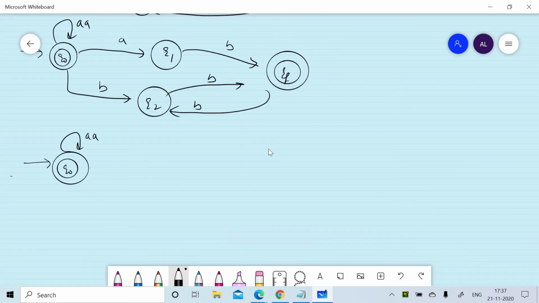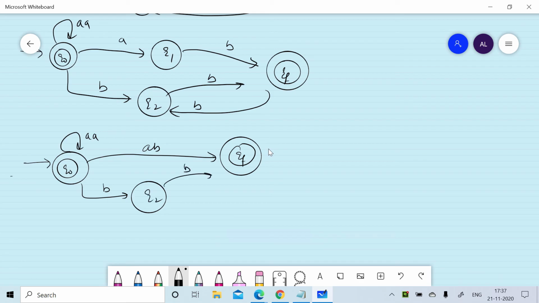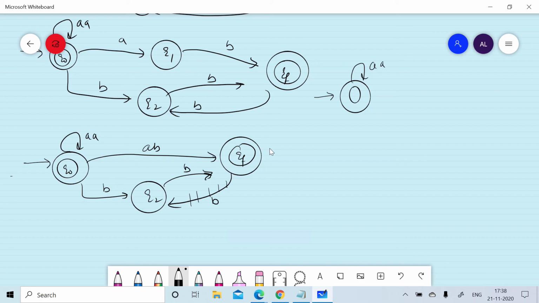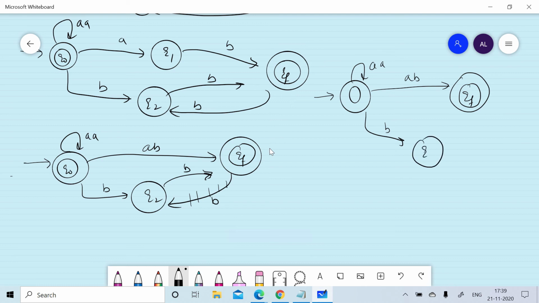There is a self loop of aa. On reading ab, we will move to the final state QF. On Q2, we are reading b, moving from Q2 to QF, and on reading b, we are moving from QF to Q2. Now we will remove this state and put its effect on the QF state. We will get aa, ab, QF. On reading b, we are moving to Q2, then b, we are moving to QF. And this can be considered as a self loop, so it is bb.